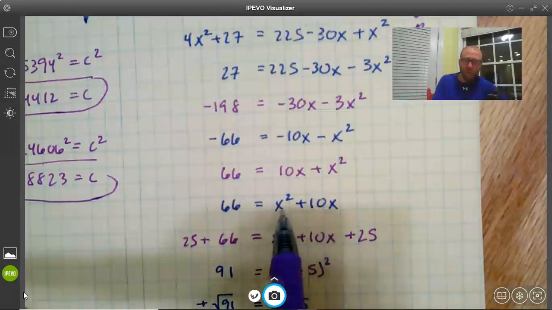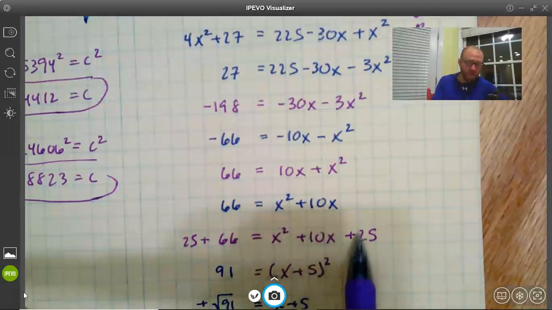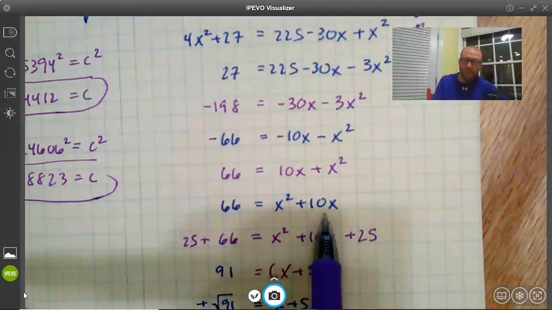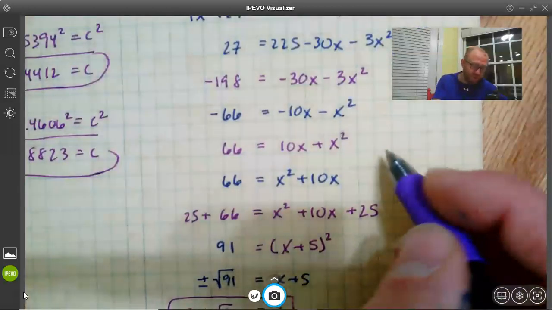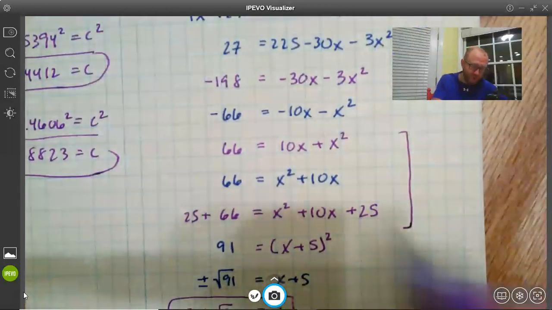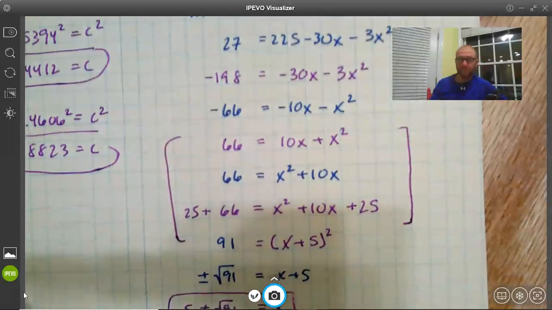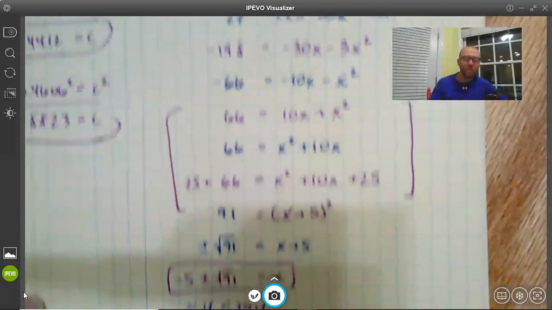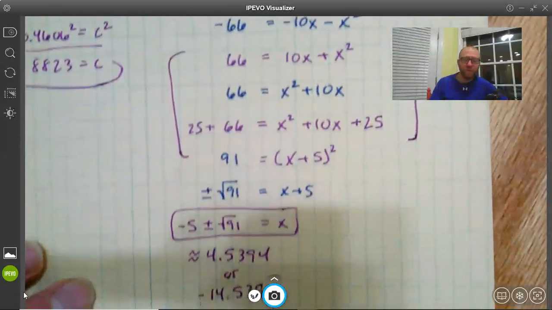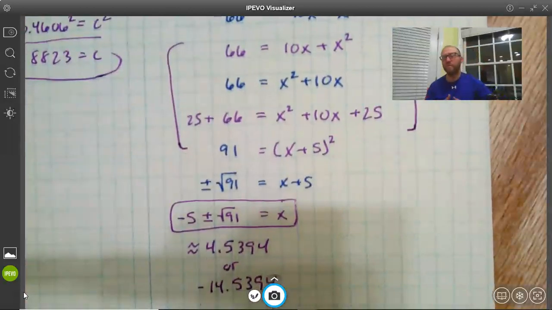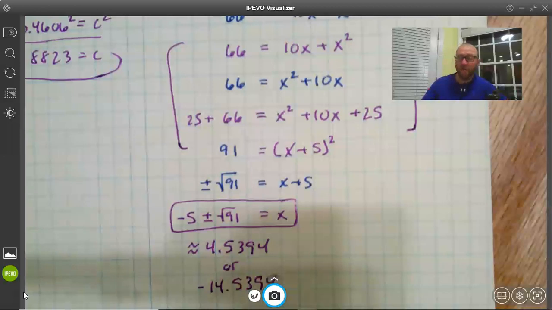So we want to whittle it down to where we have the x squared plus whatever x, and then we want to add on half of whatever this coefficient is and then square it. So we can do this. Pay special attention to this bit right here. See if you can reproduce that with your own, and then when you get your answer at the end, go back and check it.